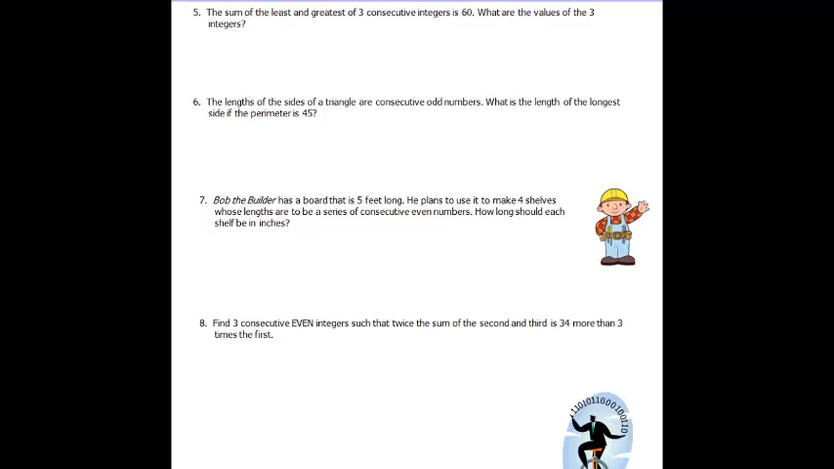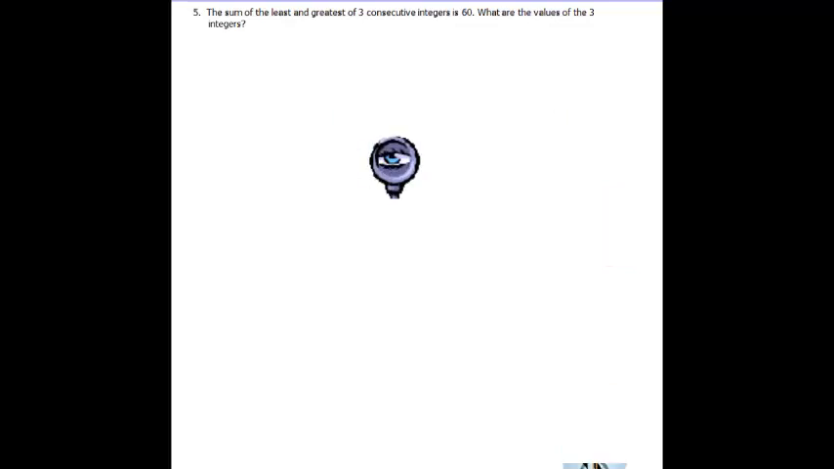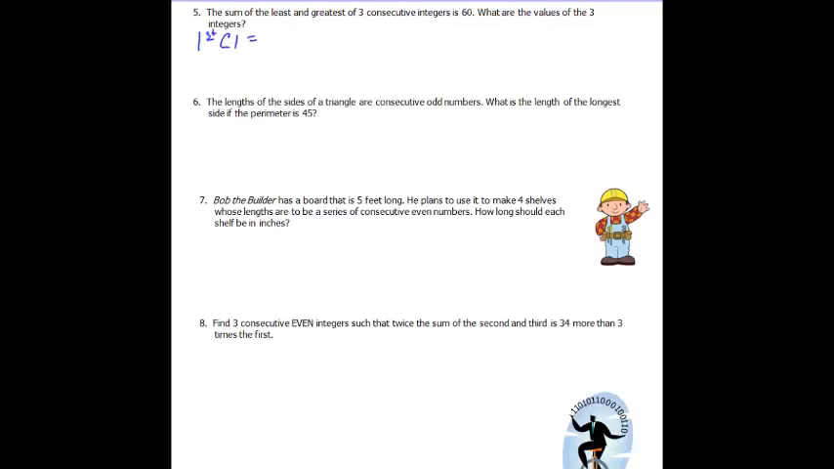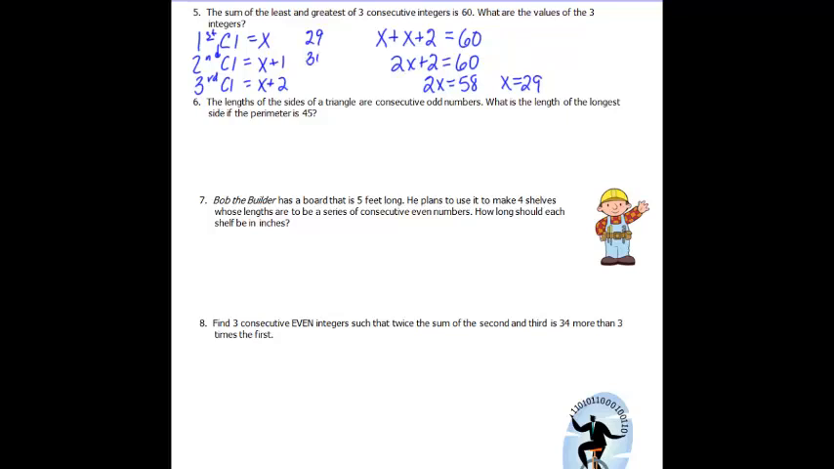Let's try number 5. The sum of the least and greatest of 3 consecutive integers. Now this one is not odd or even, so you need to be reading carefully. My first consecutive integer is going to be x, my second is x plus 1, and my third is x plus 2. Now the sum of the least and the greatest is 60. So 2x plus 2 equals 60, 2x equals 58, and x equals 29. So we have 29, 30, and 31. And if I add the least, 29, and the 31, I do get 60.